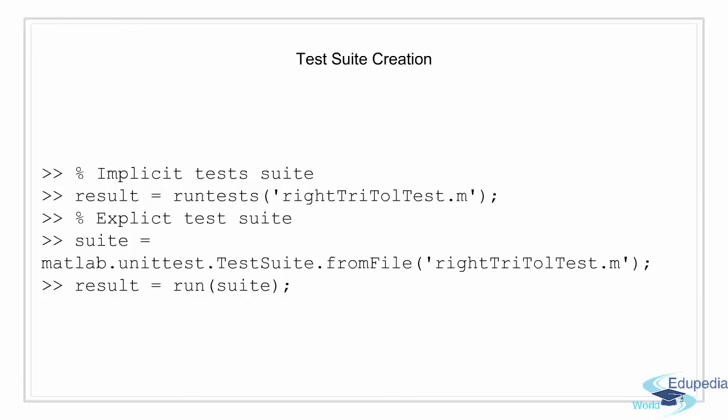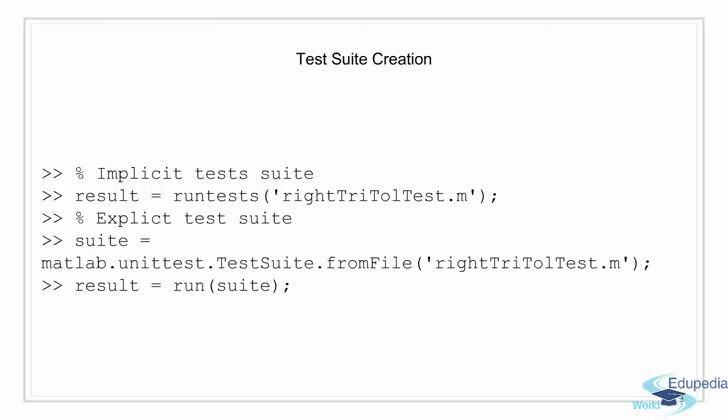One of the additional features of script based testing is creating a test suite. To create a test suite from a script based test, you can use the from file method of test suite. Then you can use the run method instead of the run tests function to run the tests. For example, if you have a script based test in a file right triangle tolerance test, these two approaches shown in the code snippet on the slide are similar.